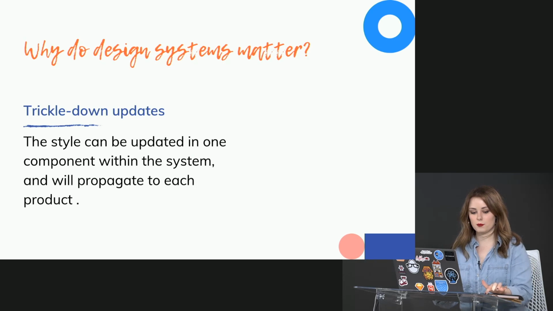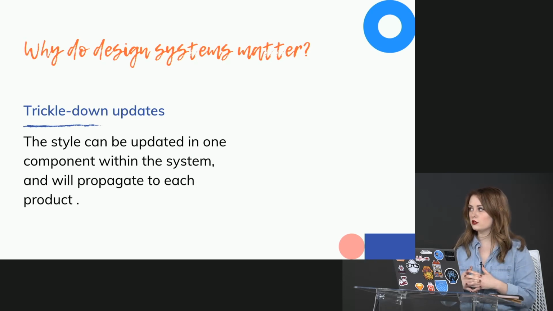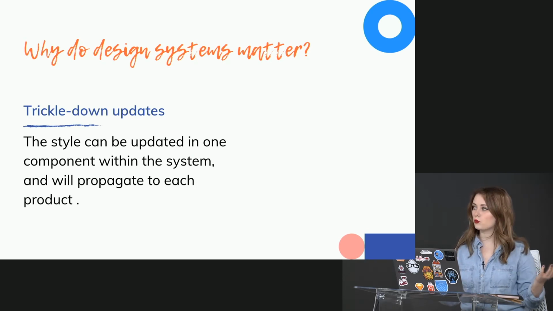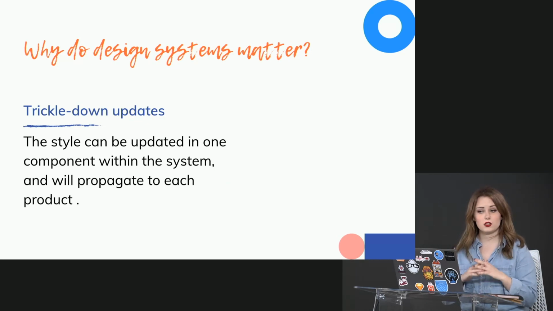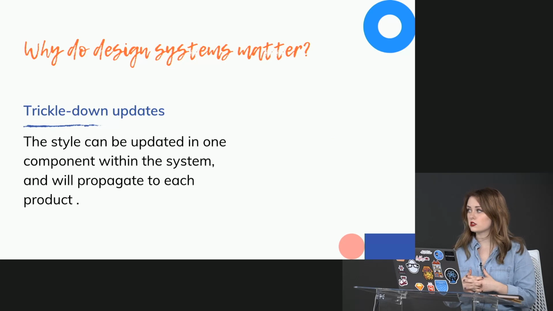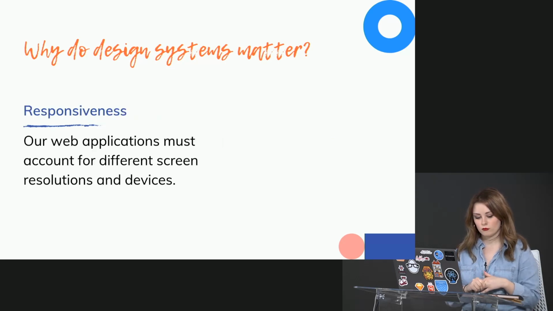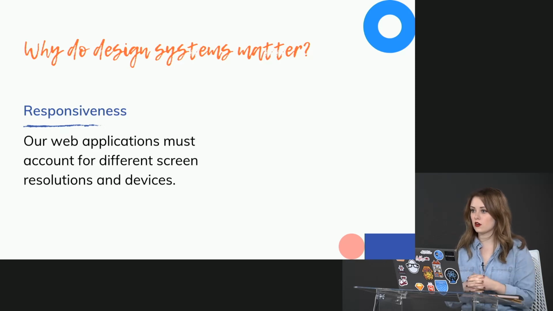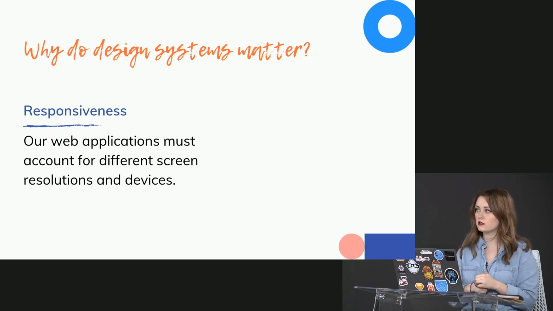Updating is no longer a pain in the butt when you have multiple products. You can update a style or an interaction in one place in your system, and then it'll propagate out to every package or every product that's using it with just a simple update to your package. Responsiveness. So mobile devices account for about half of all web traffic worldwide, and so we need to make sure that our interfaces and our components account for different screen sizes.